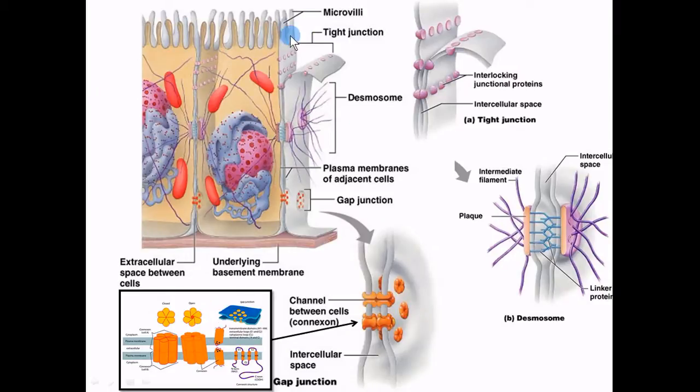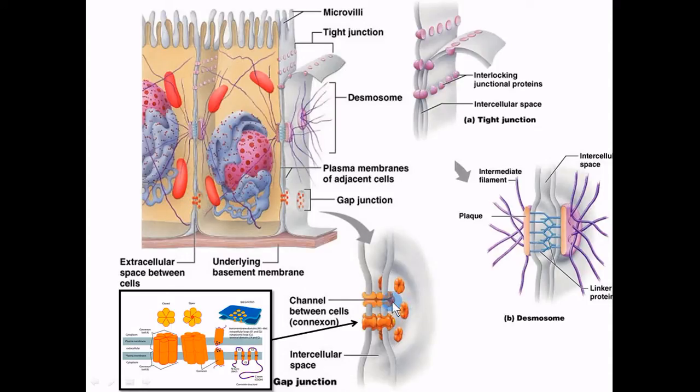Here you see another image that's out of some textbooks. So here's one cell, here's another cell. Here you see the ones that have the long, strong fibers with the glue or the cement holding them together. What would that be? That would be a desmosome. Here you can see the Velcro-like junctions. They're just like little staples almost holding things together. Those are tight. Here you can see tubes. Alright, so those are gap junctions.